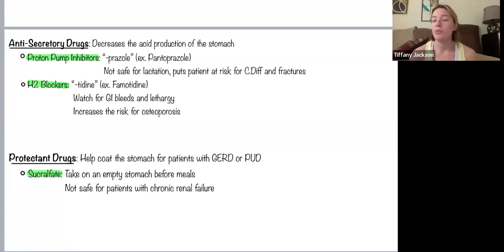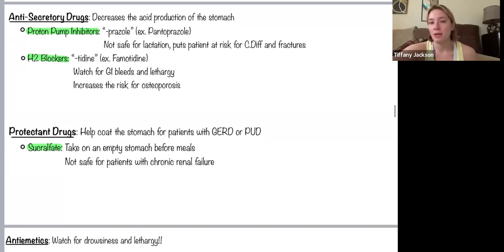These help coat the stomach, most often used for patients with GERD or peptic ulcer disease. This is going to be our sucralfate. It coats the stomach, okay? I say more so for our GI medications, it's more important to know a few of the side effects, but more so the mechanism of action. What does it actually do? So sucralfate, protective covering on the stomach.